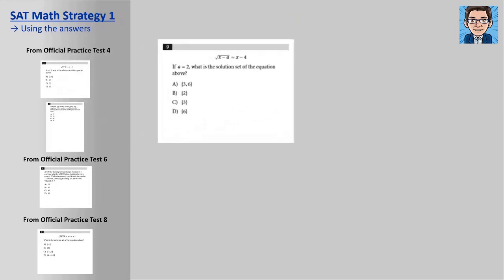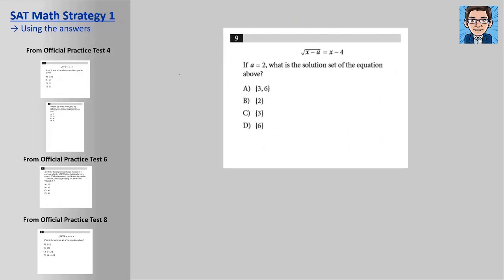Okay, so let's take a look at this first problem here. If a equals 2, what's the solution to the equation above? So first of all, let's put 2 right in here, right? Because a is 2. Now take a look at the answers. We just have 3 as an answer, 6 as an answer, and then possibly 2. So really all we have to do is check 3 and 6, possibly 2.